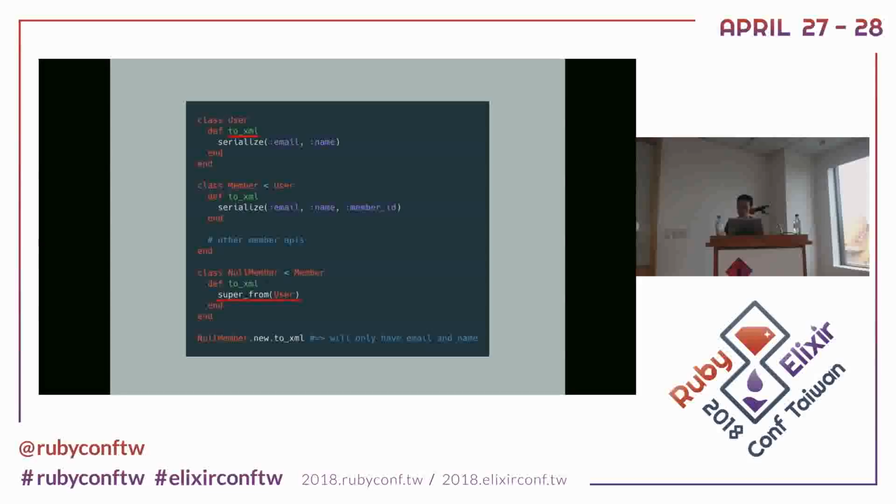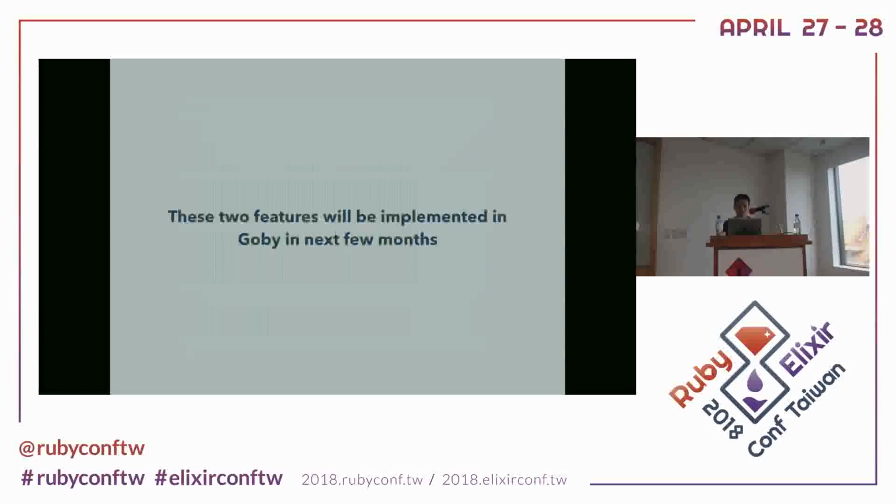You can see from the example, the NoMembers to_xml method can now choose User's method implementation as its super target. So if you call to_xml on a NoMembers instance, you will only get the email and the name field without member ID. These two features will be implemented in Gobi in the next few months, and I will share any feedback we get in the future.